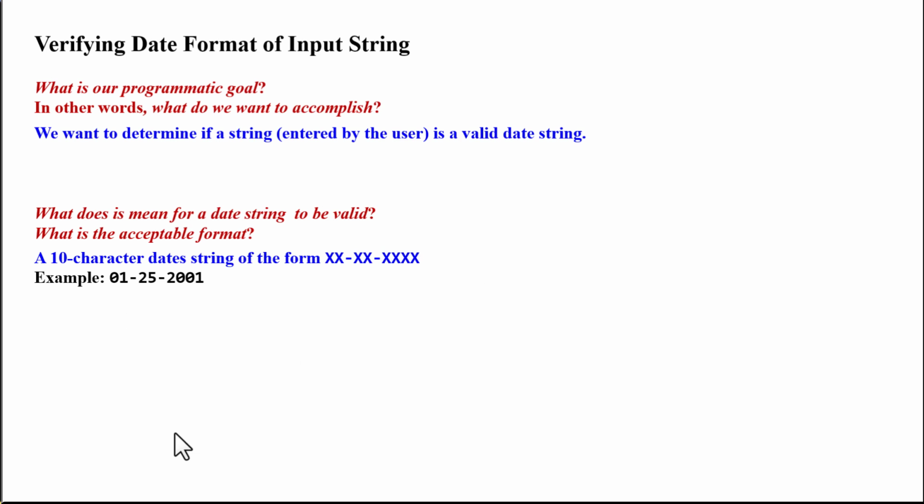So now we need to think about what is our programmatic goal. In other words, what do we want to accomplish? Well, simply, we want to determine if a string entered by the user is a valid date string. And yes, we have some other output criteria and other things to do, but largely this is what we're really considering. So really, what does it mean for a date string to be valid?